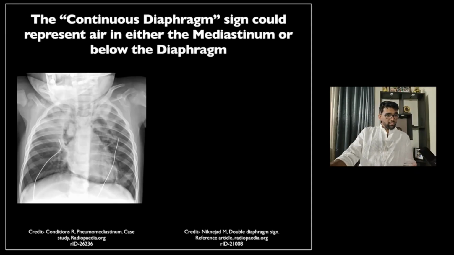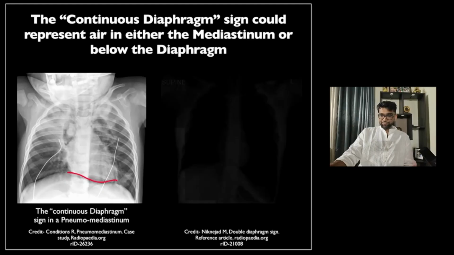The fifth sign that we need to talk about is the continuous diaphragm sign, which represents air in either the mediastinum or below the diaphragm. Normally, the dome of the diaphragm and the heart are right next to each other. They cannot be differentiated from each other on a radiograph. But here, the presence of air between them allows us to differentiate them from each other. This is called the continuous diaphragm sign in pneumomediastinum.